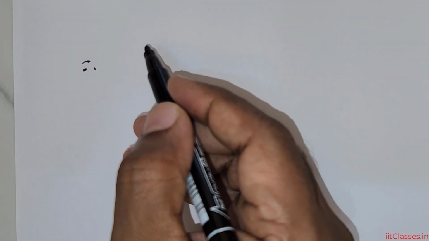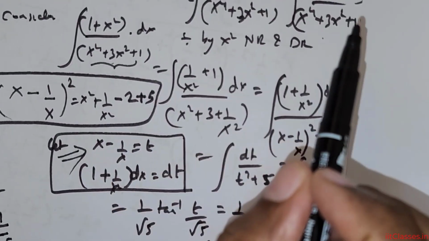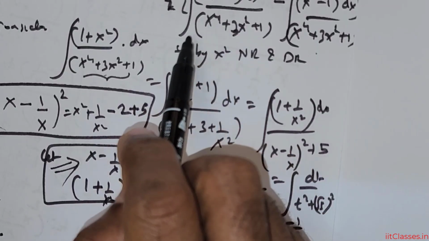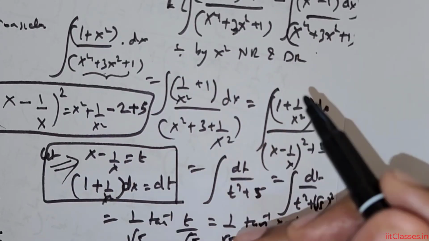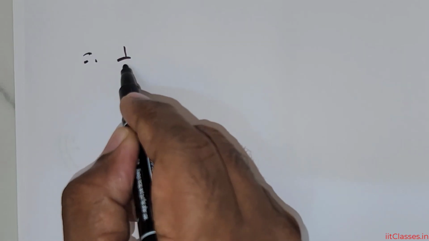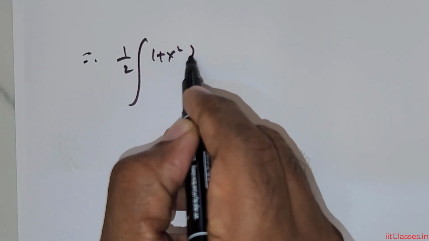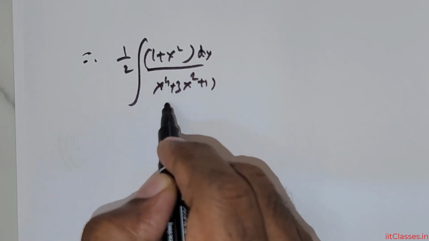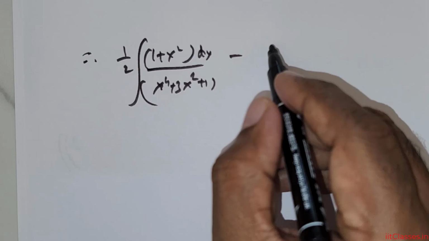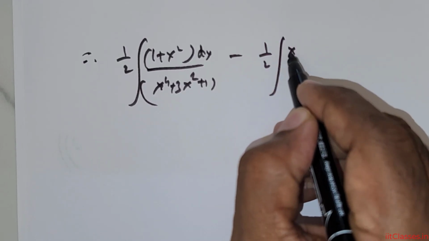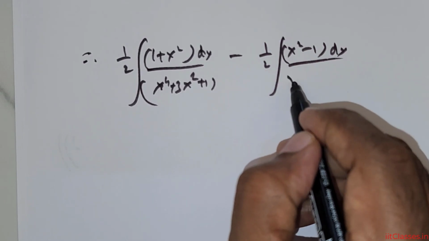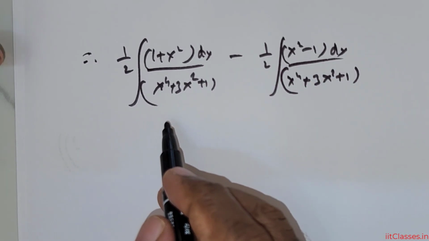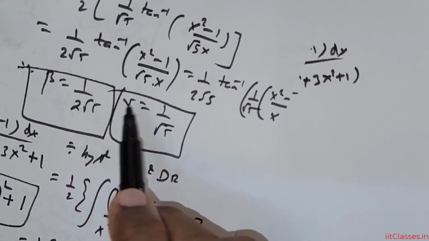So therefore, see, this has been the original question, or I would say part of the question. So we actually took this as the two components. So therefore, half times the integral (1 + x²) times dx divided by (x⁴ + 3x² + 1), minus half times the integral (x² − 1) times dx divided by (x⁴ + 3x² + 1). Now this has been found to be this.